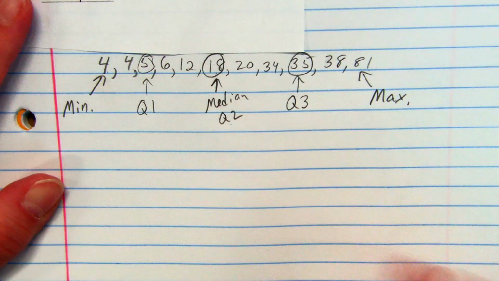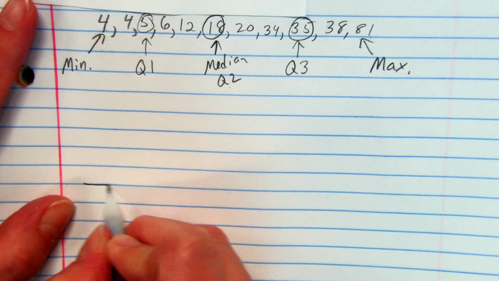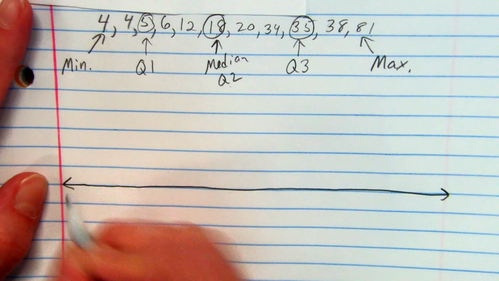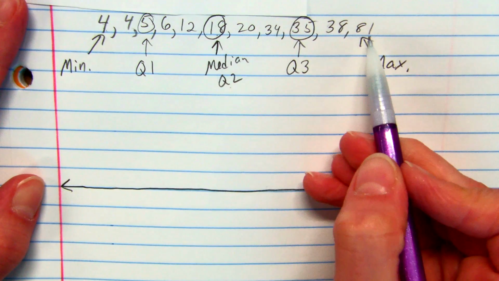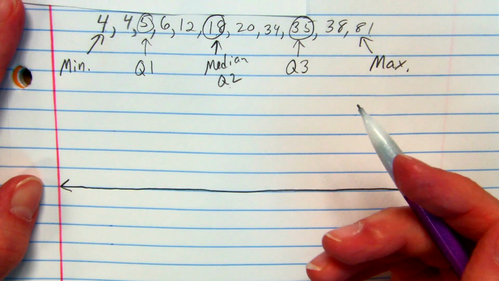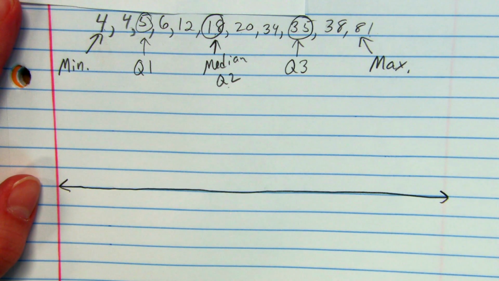So we're going to have to pick a scale. So we're going to go down a little ways and draw a number line that'll go underneath our box and whisker plot. So knowing that I have to go from 4 to 81, how do you want to go? You want to do tens? You want to go by 5s? Yes. Why aren't they even?